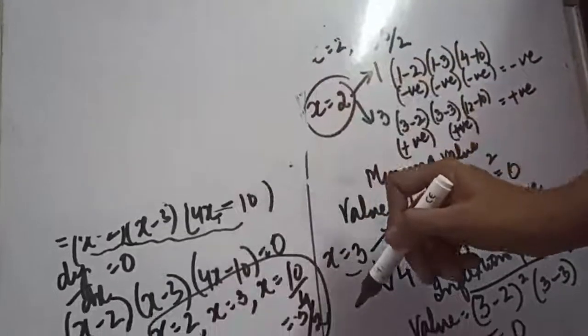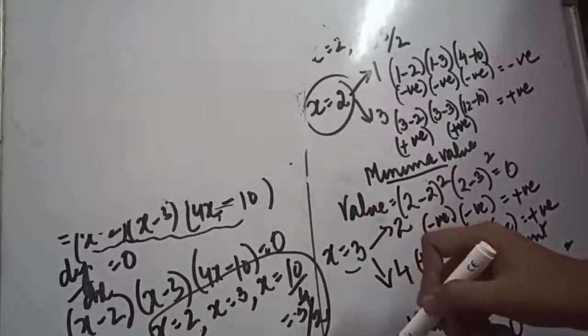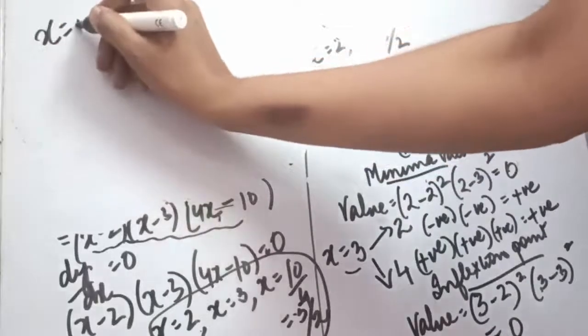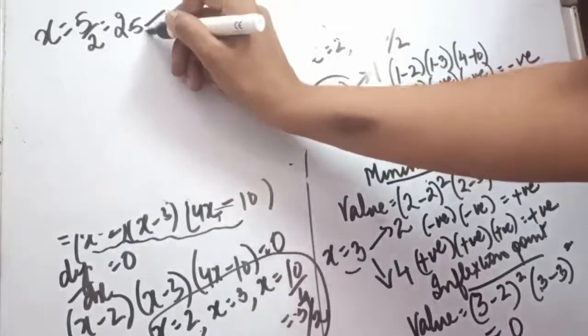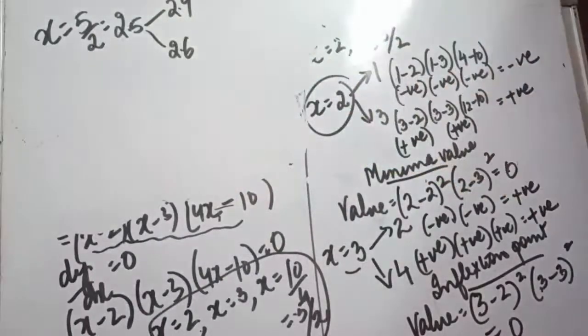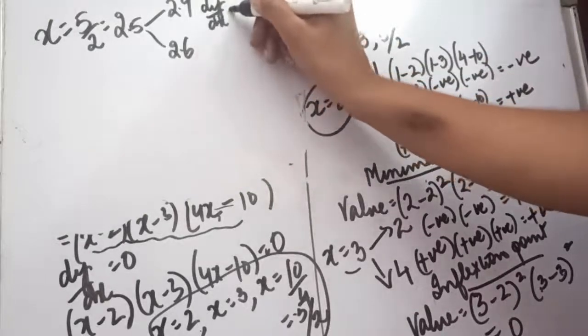Now we are left with the one value, that is 5 upon 2. Now let us just test this value also. If x is equals to 5 upon 2, that means it is 2.5. So we will be selecting one value less than this, that is 2.4. One value more than this, that is 2.6. And we will observe the changes in the signs of dy upon dx.